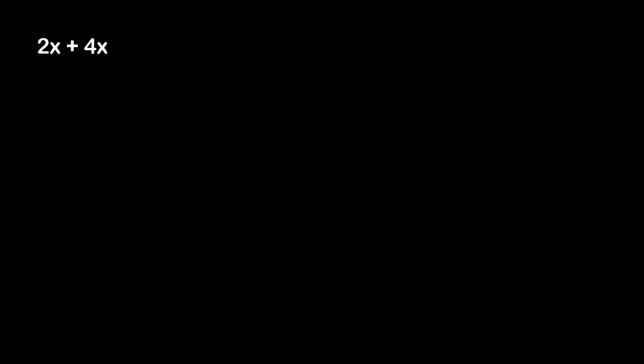So we have 2x plus 4x, and the question is, how could we combine 2x and 4x in the way that we do over here? Well, 2x plus 4x is equal to 6x. So it works in the exact same way as with basic addition. So if we just had 2 plus 4, we know that that would be equal to 6. The same idea, 2x plus 4x is 6x.